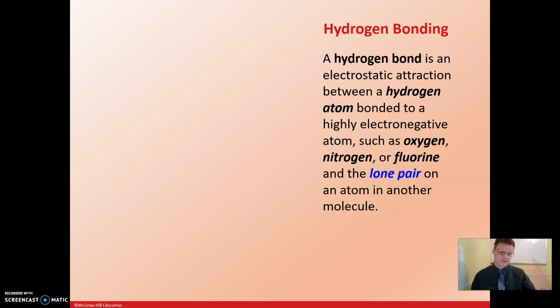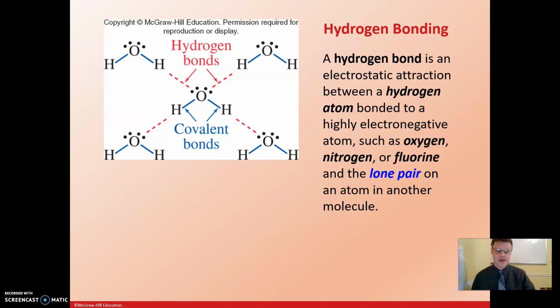Okay, so we got that hydrogen atom, and it's interacting with a lone pair on another atom, and that other atom is in another molecule, a neighboring molecule. Okay, so let's look at this picture to kind of understand what this is.